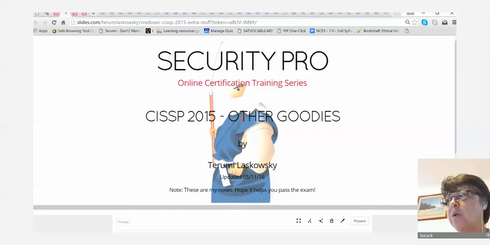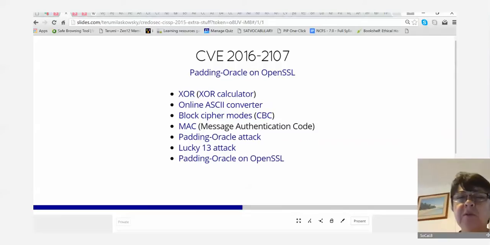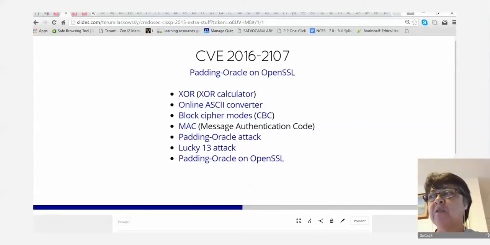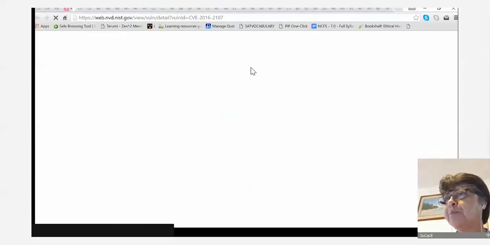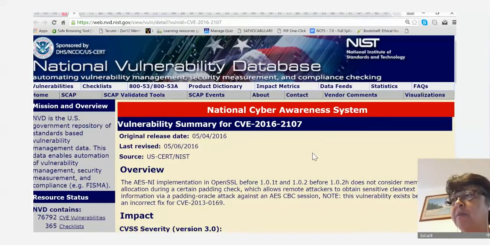If you go over to the right, there'll be something called extra slides, and if you go down one, there's something called CVE 2016-2107. This is called the padding oracle attack on OpenSSL. It came out in May sometime. It's so interesting because this was a very hard padding oracle attack on OpenSSL. Let's take a look at it. So here it is. It came out in May, this year.